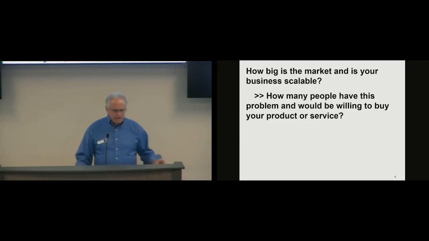How big is the market? And is your business scalable? How many people have this problem and would be willing to buy your product or your service? It's important to know the market size so we've got some idea of the scalability. If you are selling something that is only going to left-handed individuals who were born on the 29th of February and whose mothers came from Nova Scotia, you probably don't have too big a market out there. So we want to know what the market size is and the potential, again, to get us potentially interested.